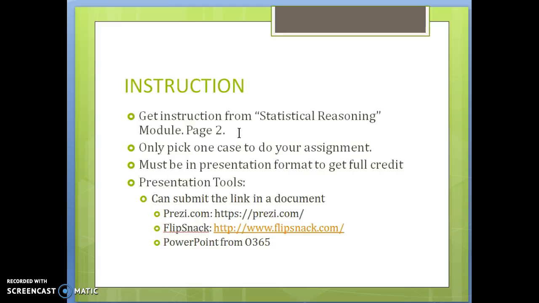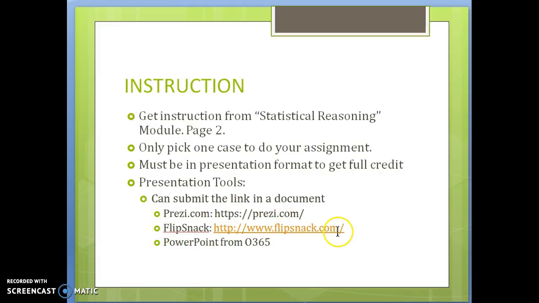Your assignment must be in a presentation format to get full credit. If you submit in a Word document, just giving me the answers, you will get half the points off. Here are some suggestions for presentation tools. You can use Prezi.com, and when you're done, submit me the link. You can use Flipsnack.